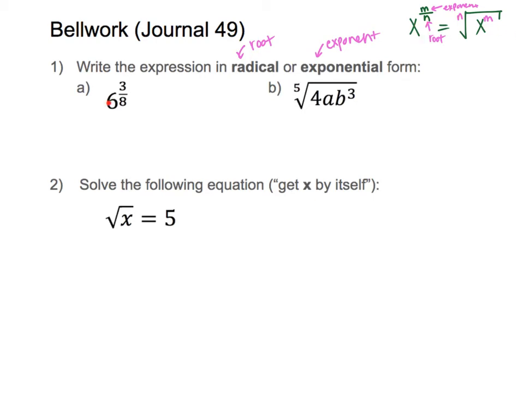You have 6 to the 3/8 power. This 3 over 8 is an exponent. So what I'm going to do here is translate this to a radical. So I'm going to need to have a root. My 6 here is my base, so I'm going to put 6 inside. The 3 here is my exponent, so that's going to go inside, whereas the denominator tells me my root, and that's going to be outside. So it looks like I have the 8th root of 6 to the 3rd power.